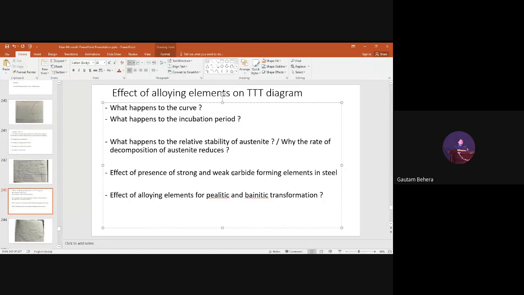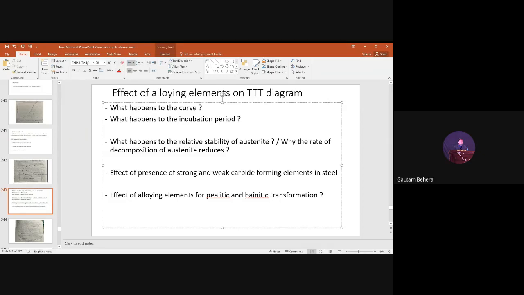So if we have a weak carbide, that is okay, because a weak carbide means the alloy carbide formation is not so strong. Then what is the retardation, or the effect, on the decomposition of austenite? The rate of austenite decomposition will be somewhat more. But if we have a strong carbide in the steel, then there is a problem, right?